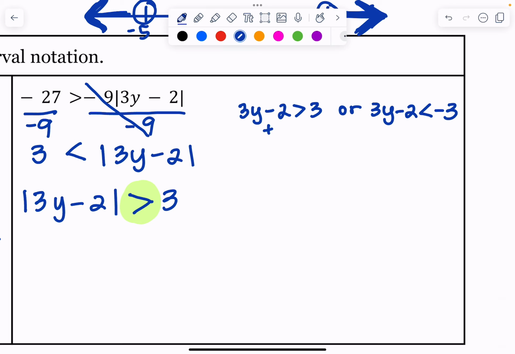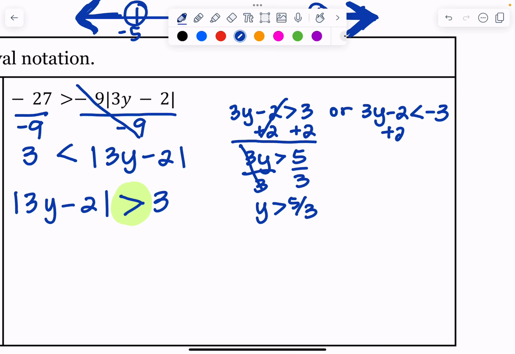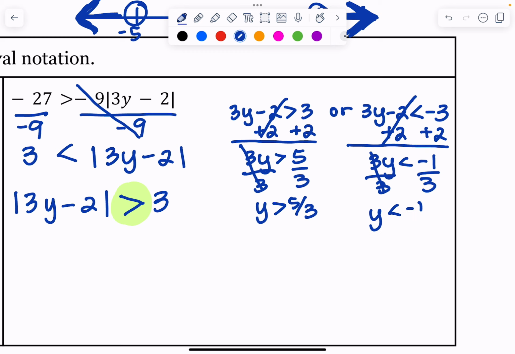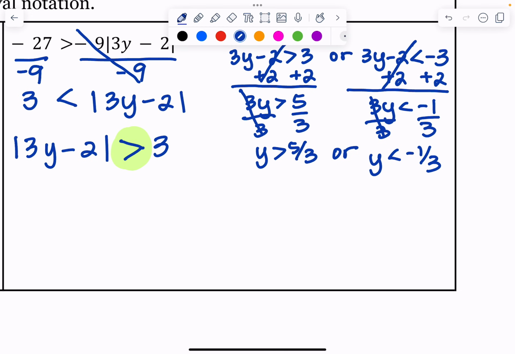Awesome, all right, so let's solve both of these. So I'm going to add 2 to both sides, and I'm going to get 3y is greater than 5, divide by 3, and y is greater than 5/3. For the second one, I'm going to add 2, and I've got 3y is less than -1. And then if I divide by 3, I'm going to have y is less than -1/3. And there is an or here. So if I were to graph these, there would be no overlap, but that's fine because it's an or problem.